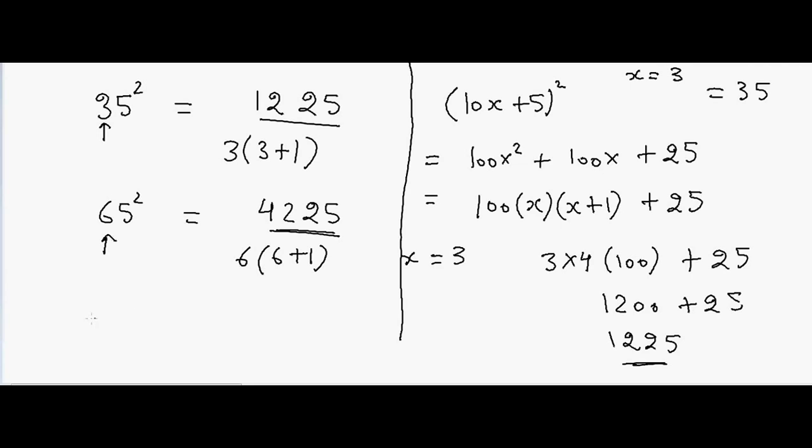Another example, if I have 85 squared and I want to do a square, that will end with 25, and we'll do 8 into 9, which is equal to 72. So the answer is 7225. This is how this trick works. I hope this helped. I'll see you in the next trick. Thanks.